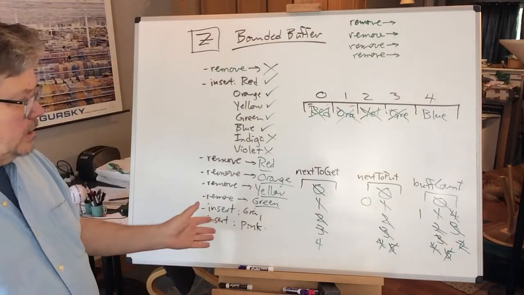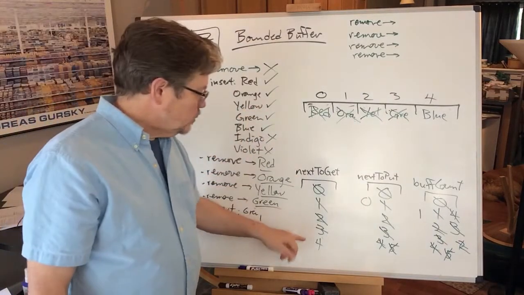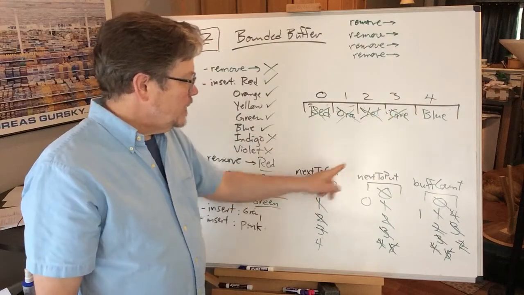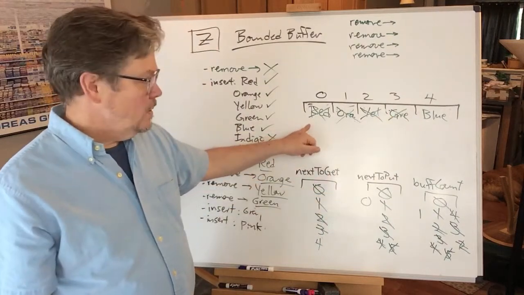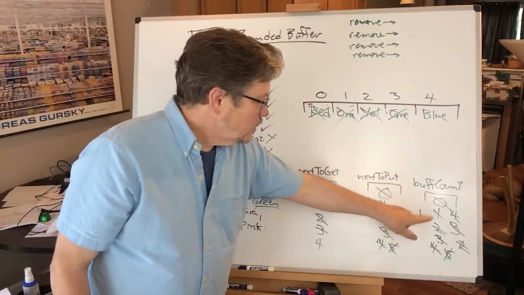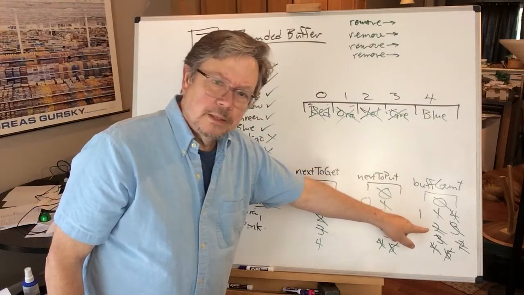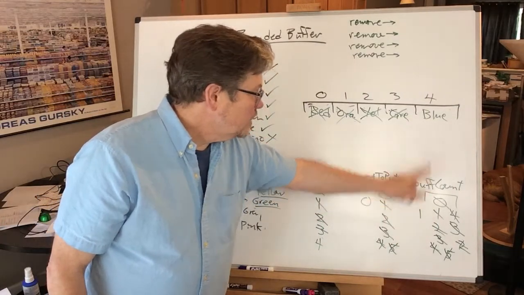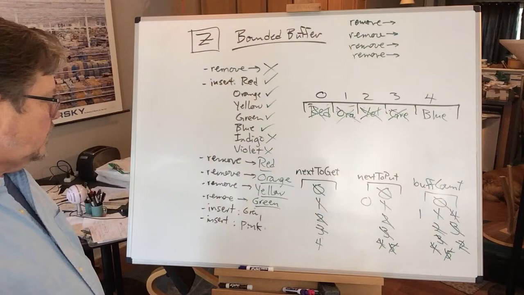Let me double check and make sure everything's consistent. The next place we will get something is slot 4. The next place we'll put something is slot 0. The buffer count is currently 1. I know this is a mess. There wasn't room to make that one column. But the buffer count is only 1. There's only one thing left in the buffer.